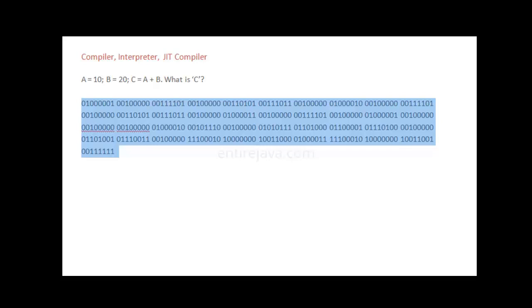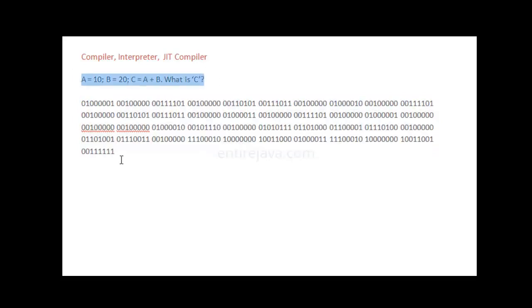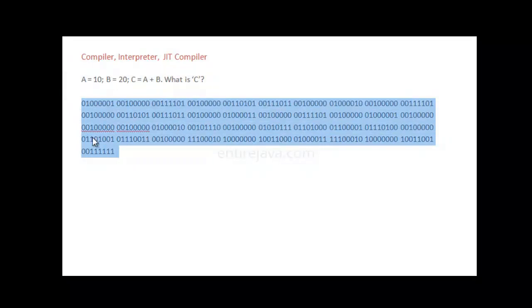Now, how about introducing a translator between you and the computer, so that you write your code like this and the translator will translate it for the computer to this. And the translator in the programming world, we call it a compiler.